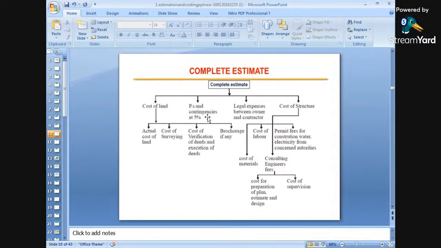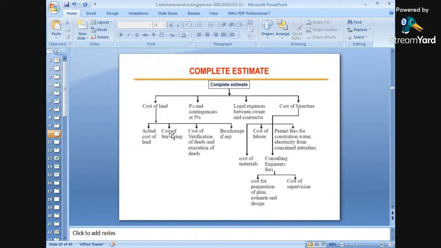We have to purchase the land. Then contingencies, which are taken as 5%. Legal expenses for documentary work. We will require some amount, and finally the amount required to construct a building, that is the cost of structures. Again, cost of land will include the actual cost of land, cost of surveying, cost of verification of deeds and the execution of deeds, and brokerage, if there is any brokerage or any intermediaries from whom we are purchasing the land. Again, some amount will be paid to them.